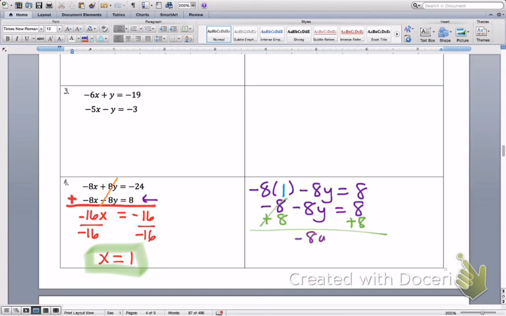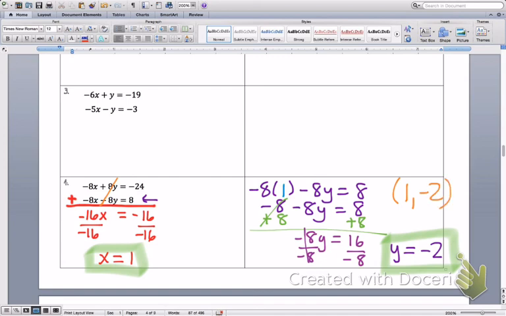So negative 8y is equal to 16. And we always divide by the number next to the variable. And these cancel, and we're left with y equal to, 8 goes into 16 twice, and that's negative 2. So my answer here would be the point of intersection is at, let me write this down, make sure you always put the x first, 1, negative 2. And that's pretty much it.